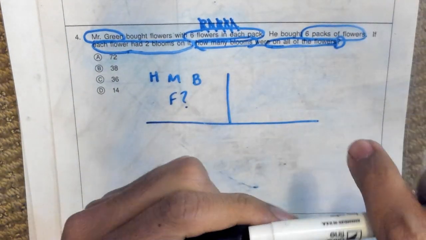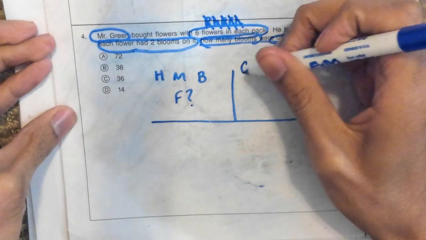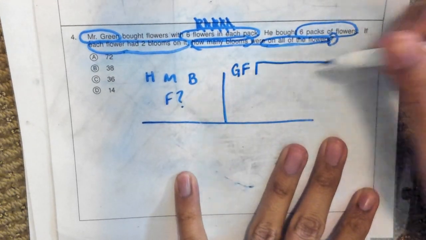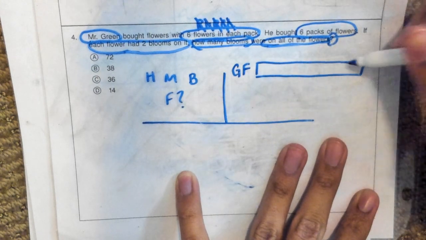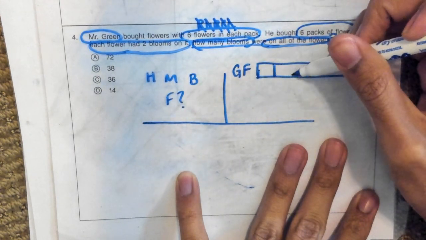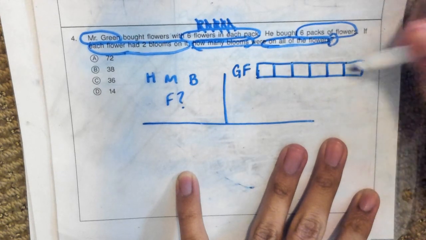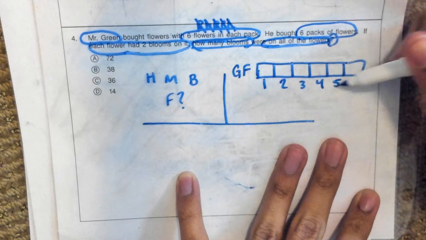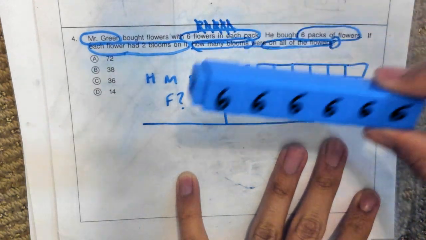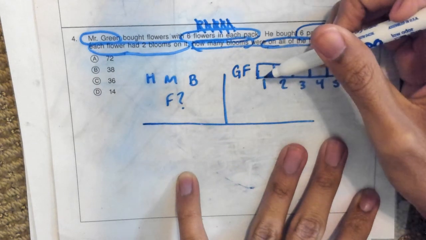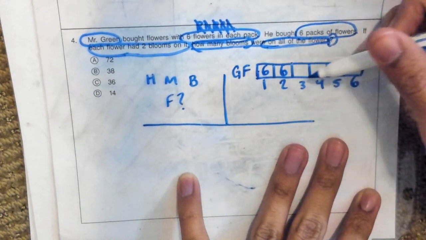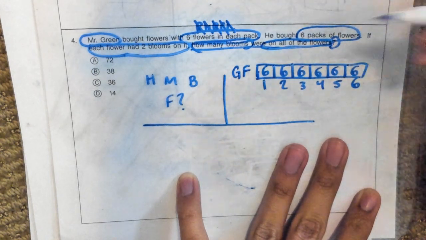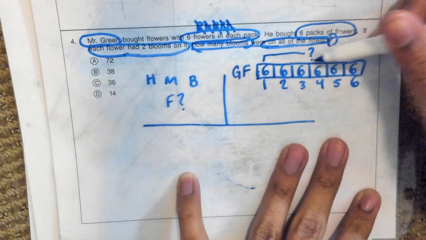So let's go ahead and write that this problem is about Mr. Green, and Mr. Green had some flowers. Mr. Green bought 6 packs of flowers, so let's draw our 6 packs. 1, 2, 3, 4, 5, 6. Let's label underneath 1, 2, 3, 4, 5, 6. And inside of each pack, he had 6 flowers. So in the first one, he had 6 flowers. In the second one, he had 6 flowers. And in each of them, he had 6 flowers. What we need to figure out is how many total flowers he had.